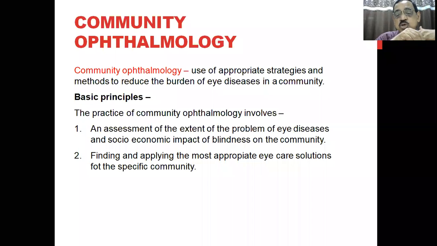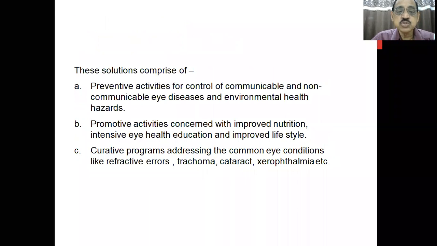Finding and applying the most appropriate eye care solutions for the particular community and for the particular country. Everywhere you cannot have the same strategy. So you'll have to formulate and plan your own strategy depending upon the situation in the particular community. The various eye care solutions which we use: first and foremost is preventive activities of the control of the communicable and non-communicable diseases and environmental health hazards. Okay, so this is the first and foremost solution.